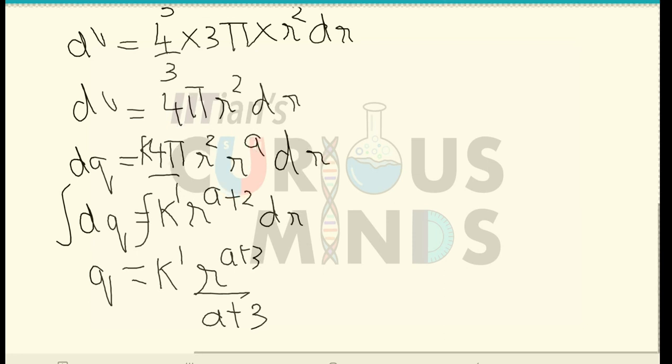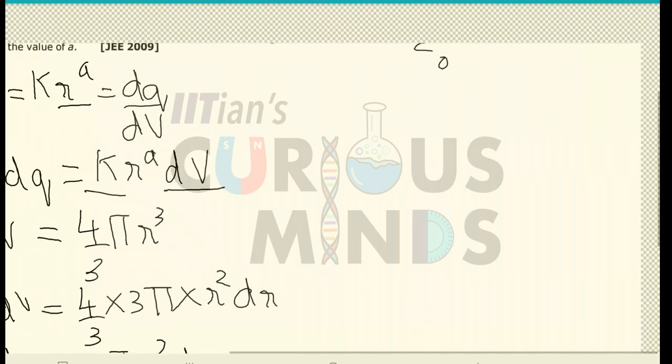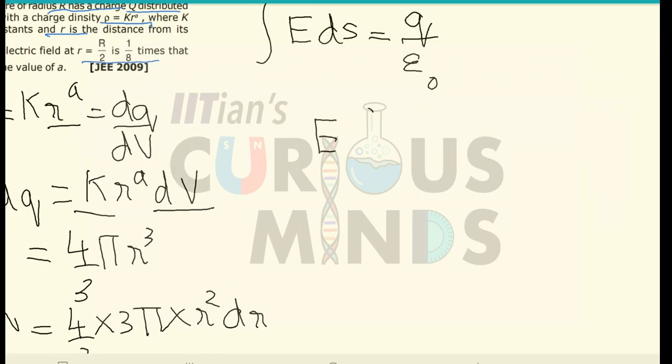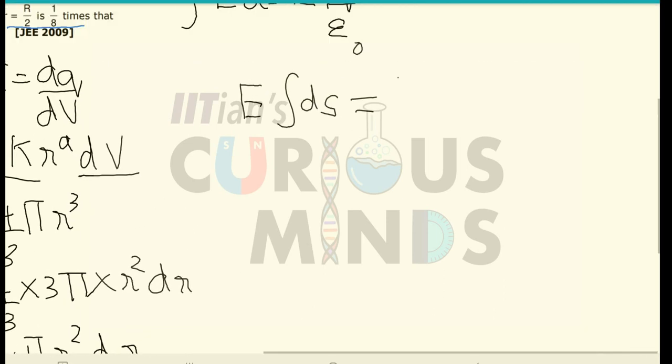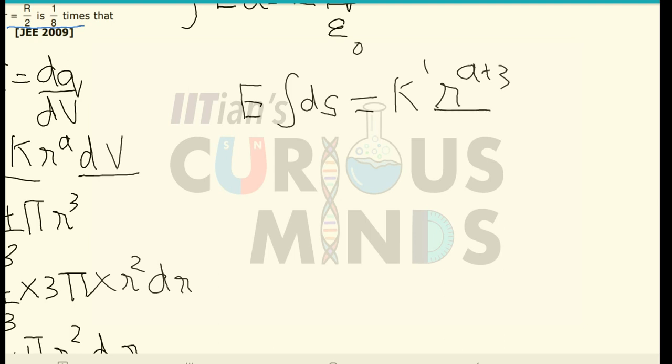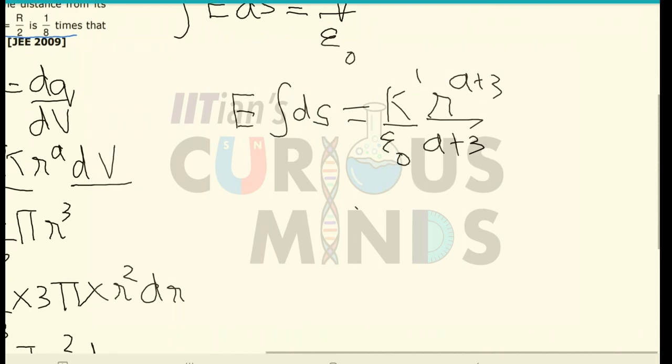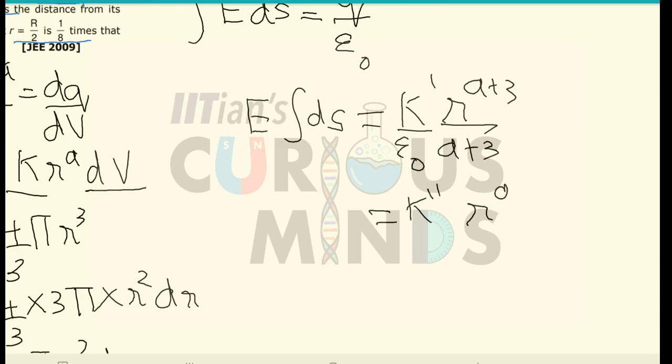Now I will substitute in the same form. E integration ds will be equal to k dash r raised to a plus 3 divided by a plus 3, divided by epsilon naught. Now epsilon naught is again a constant, so let me take another constant, k double dash. So it will be equal to k double dash r raised to a plus 3.